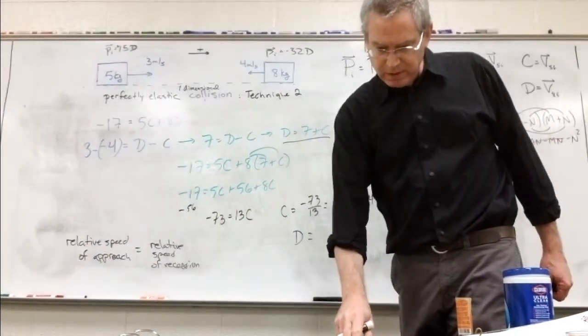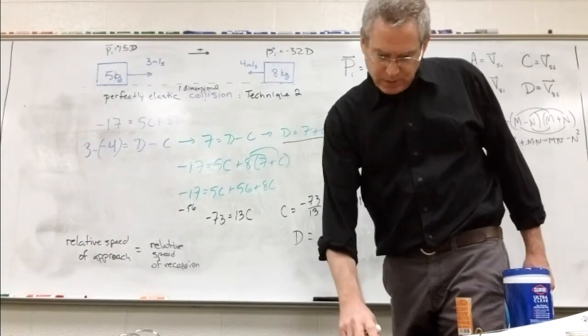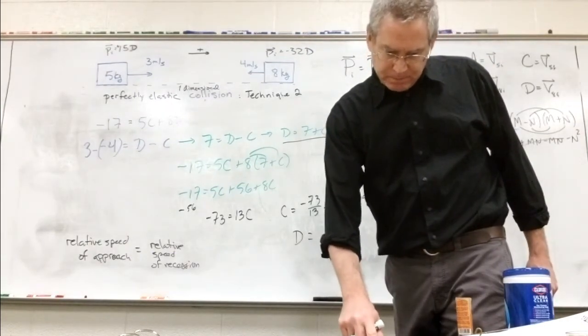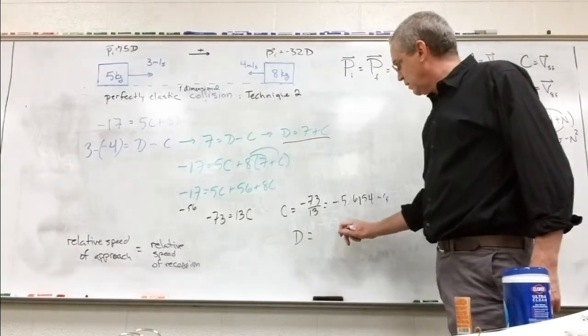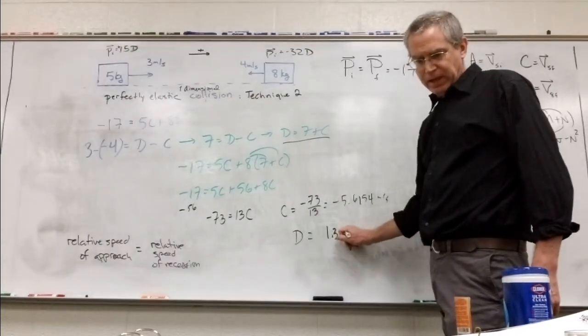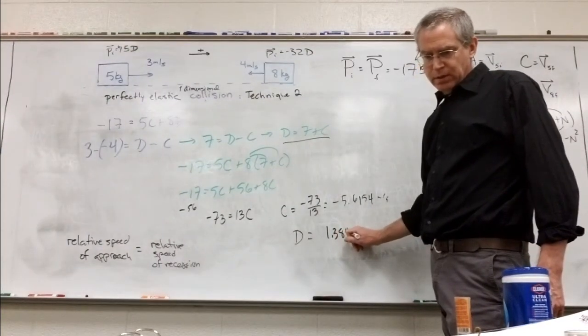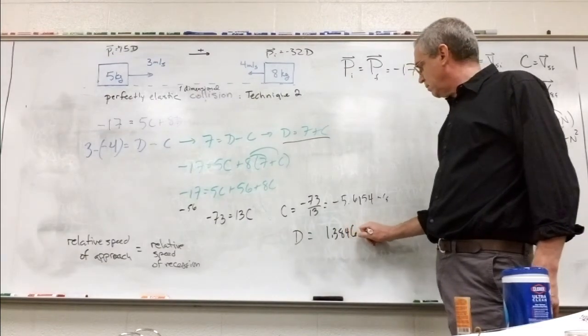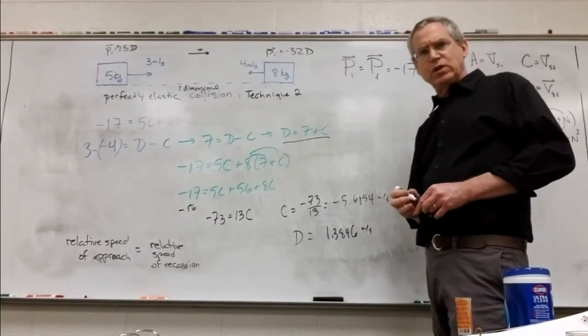If we had 7, try that again. We get 1.3846 meters per second. And that is the same solution as we had before.